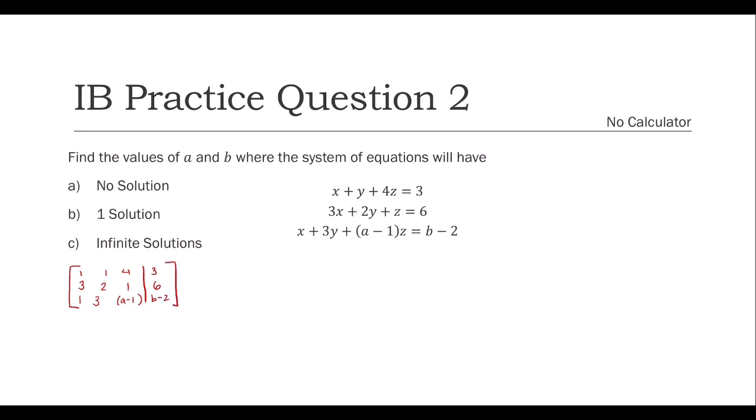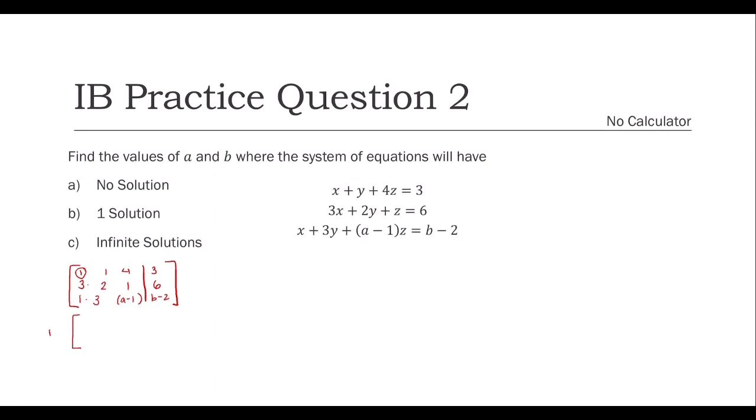So we'll start with some row reduction. We have a 1 in our first row, first column, so we're going to use that to make these other values 0. So we'll have row 2 minus 3 times row 1 and row 3 minus row 1. Our row 1 is staying the same, our 1, 1, 4, 3. Then row 2, we'll have that minus 3 times row 1. So we have 0, 2 minus 3 times 1 is negative 1. 1 minus 3 times 4 is 1 minus 12, which is negative 11. And then 6 minus 3 times 3 is 6 minus 9, which is negative 3.